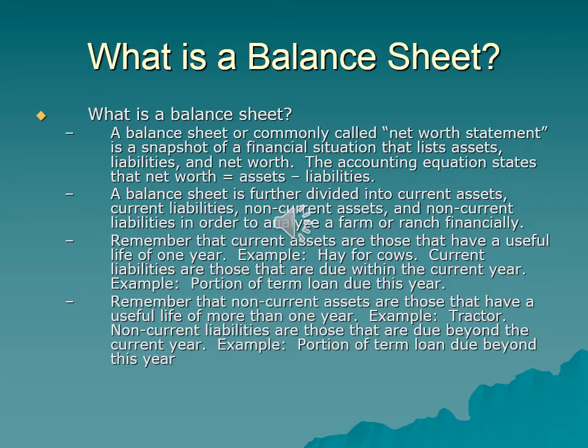For example, remember that current assets are those that have a useful life of 1 year. Example, hay for cows. Current liabilities are those that are due within the current year. Example, portion of term loan due this year. Remember that non-current assets are those that have a useful life of more than 1 year. Example, tractor. Non-current liabilities are those that are due beyond the current year. For example, portion of term loan due beyond this year.